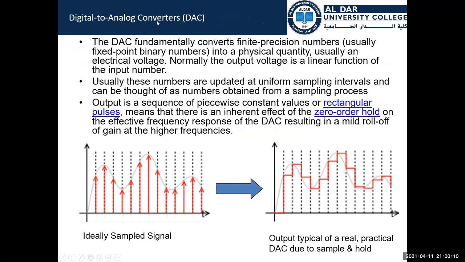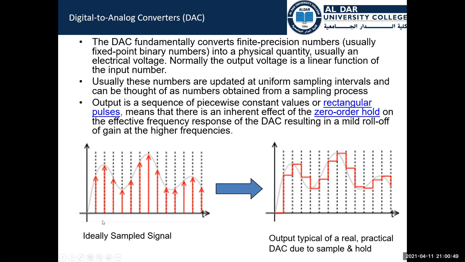The digital to analog converter fundamentally converts finite precision numbers, usually fixed point binary numbers, into a physical quantity, usually an electrical voltage. Normally, the output voltage is a linear function of the input number. These numbers are updated at uniform sampling intervals. We call it the sampling interval or sampling step, and they can be thought of as numbers obtained from a sampling process. The output is a sequence of piecewise constant values of rectangular pulses. These are the rectangular pulses.